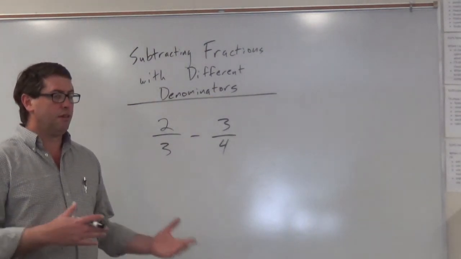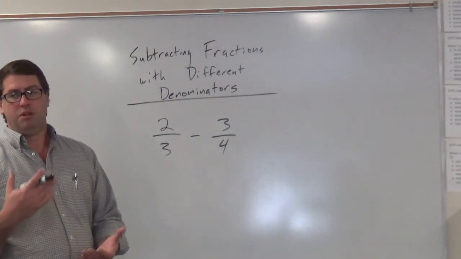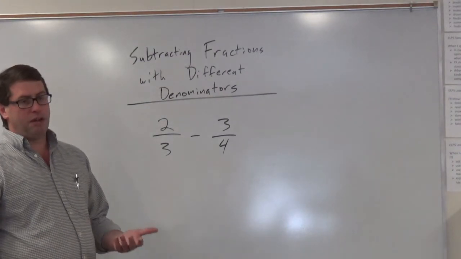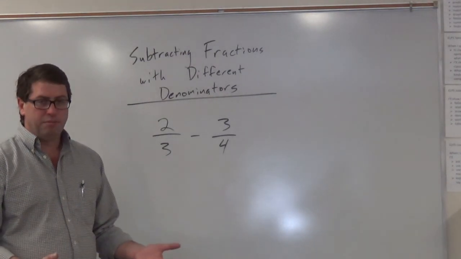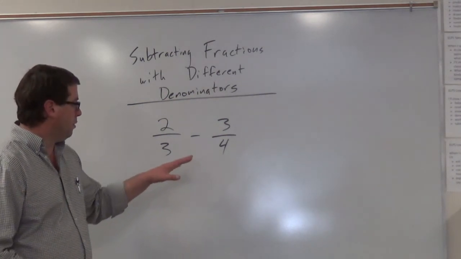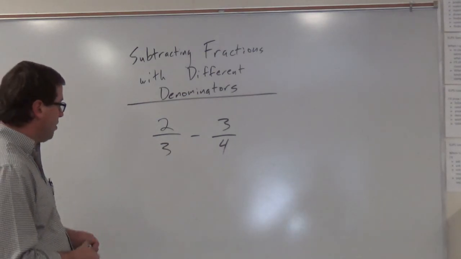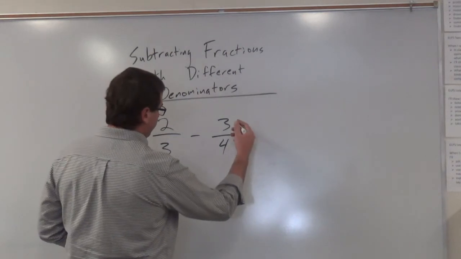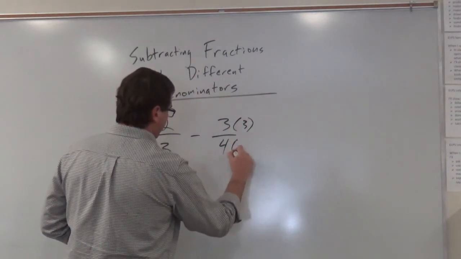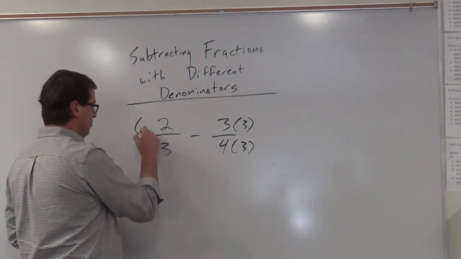So just like I said in the last video, 3 divided by 3 is just 1. 4 divided by 4 is just 1. Any number divided by itself is 1. So it might not look like it, but basically I'm going to multiply these both by 1 and make them look like they have common denominators. So I'm going to take this number, multiply the top and bottom. I'm going to take this number and multiply the top and bottom.